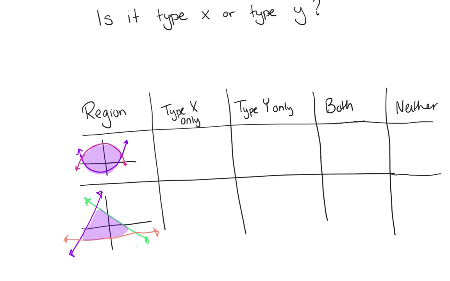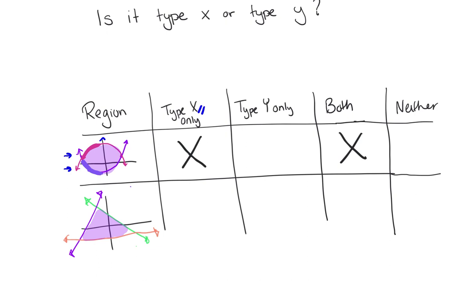So for the first one, if I try to do type X, if I try to move in the direction of the x-axis, sometimes the first thing I hit is going to be this pink curve, and other times the first thing I hit is going to be that purple curve. And so that's not going to be good for us. We're not going to like to set that up because I don't just have one curve that I'm hitting when I'm moving in the x direction. So it's not type X, so it can't be both. So either it's type Y or neither.